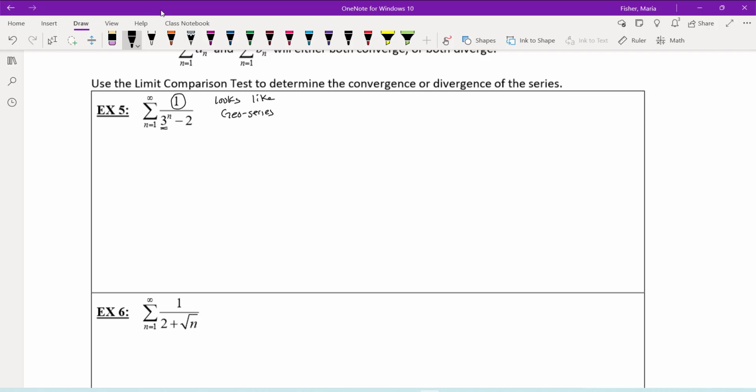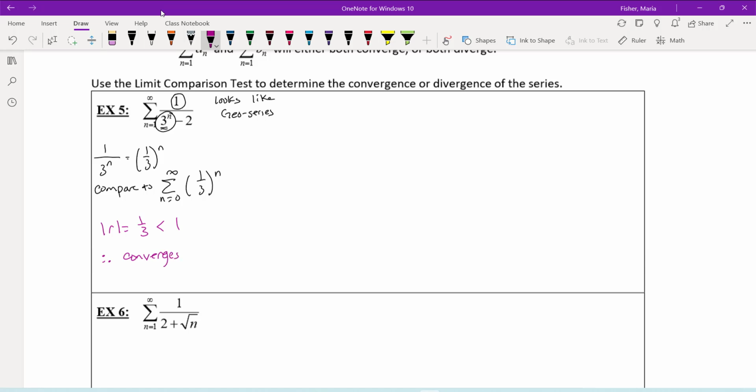Leading term in the numerator, 1. Leading term in the denominator, 3 to the n, making this 1/3 to the n. That means that I'm going to compare it to the sum from n equals 0 to infinity of 1 over 3 to the n. That's geometric. We know that the absolute value of r is equal to 1/3. 1/3 is a number that is less than 1. Therefore, we know that this will converge.